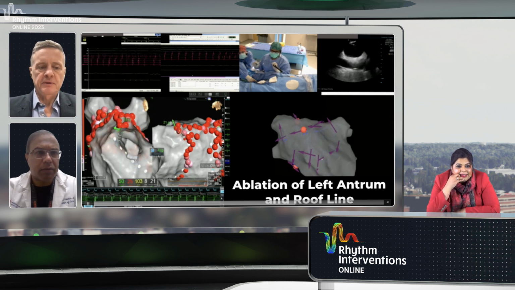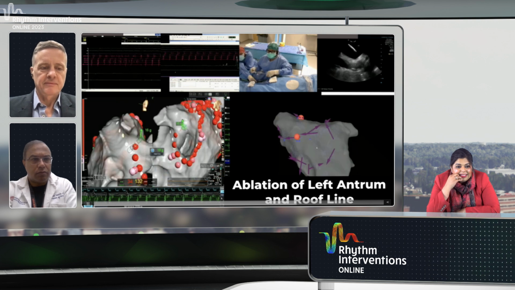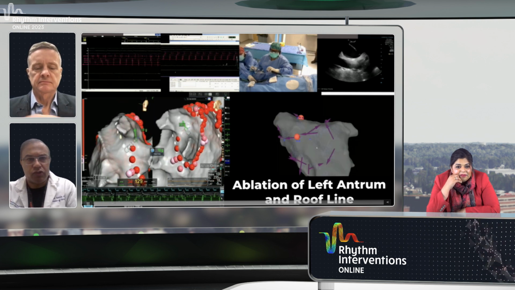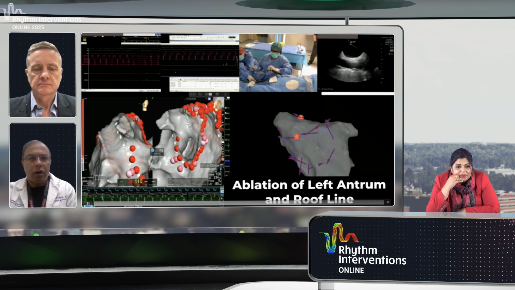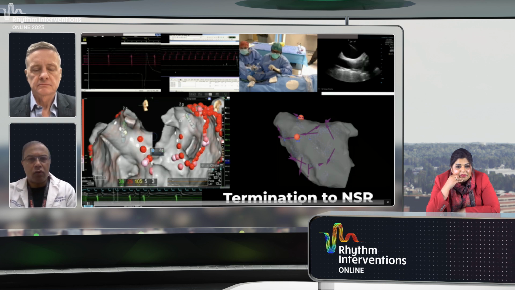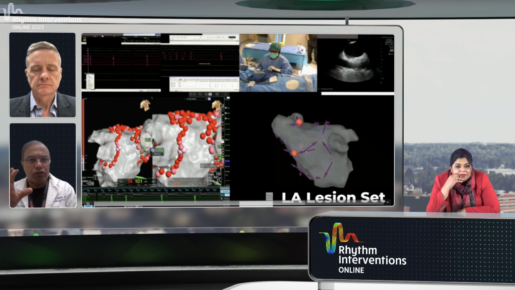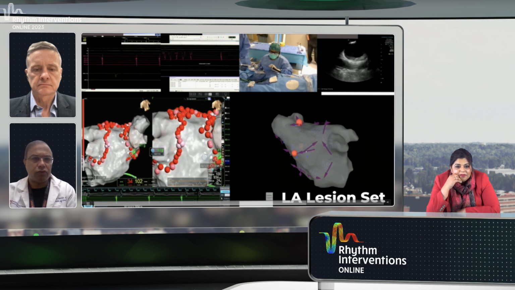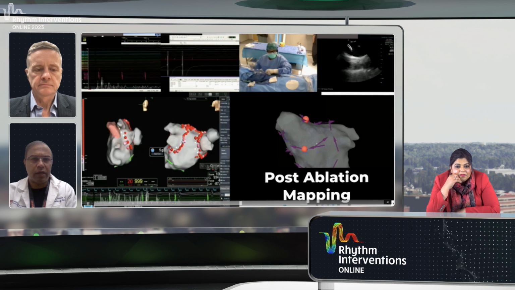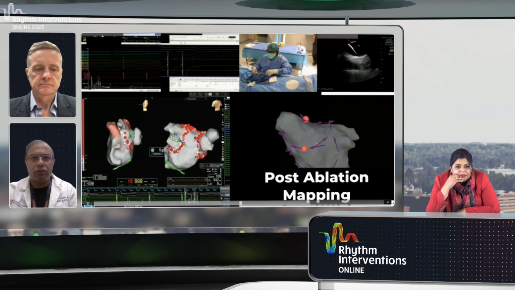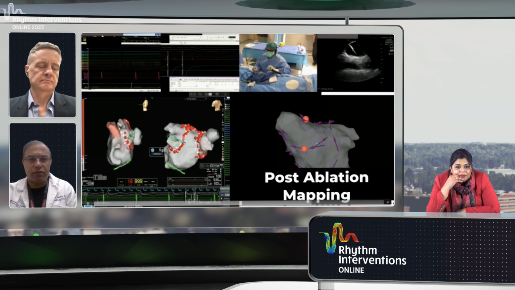Go ahead, Atul. Maybe if I could just ask a question to both Richard and Devi. Are you just trying to incorporate those red or orange dots, or are you also trying to incorporate the arrows? And if so, which arrows do you give preference to?